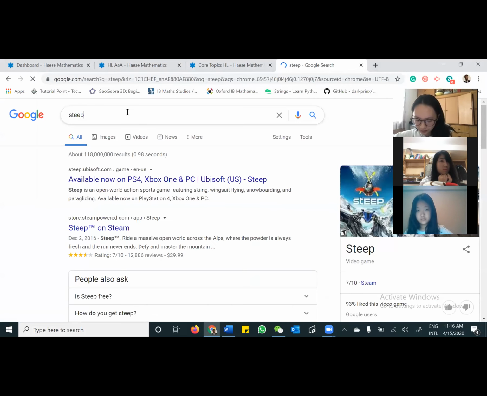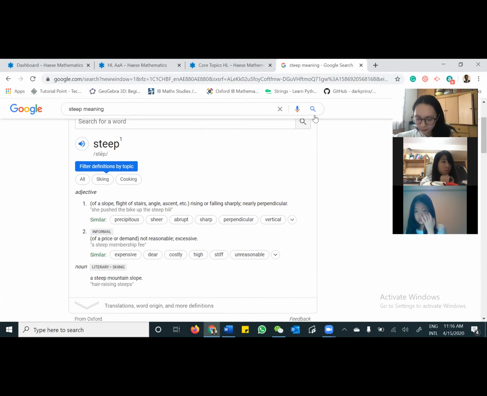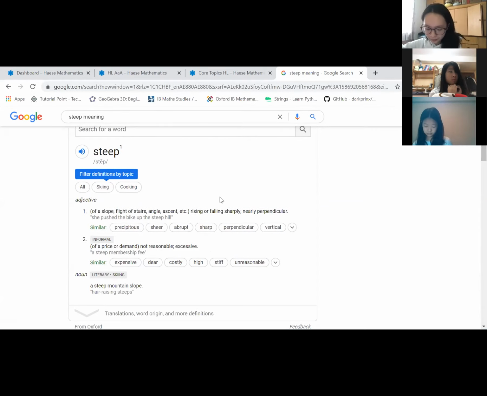Something is steep, meaning when you say something is steeper, of course, we know steep, steeper. Okay, let's see. I'll show you what I can find here. Look at it here. In terms of slope, because in this case now, that is what we're talking about. In terms of slope, flight of stairs, angle, ascent, rising or falling sharply. Okay, that's what we mean by that. So, rising or falling sharply, this is all you need.